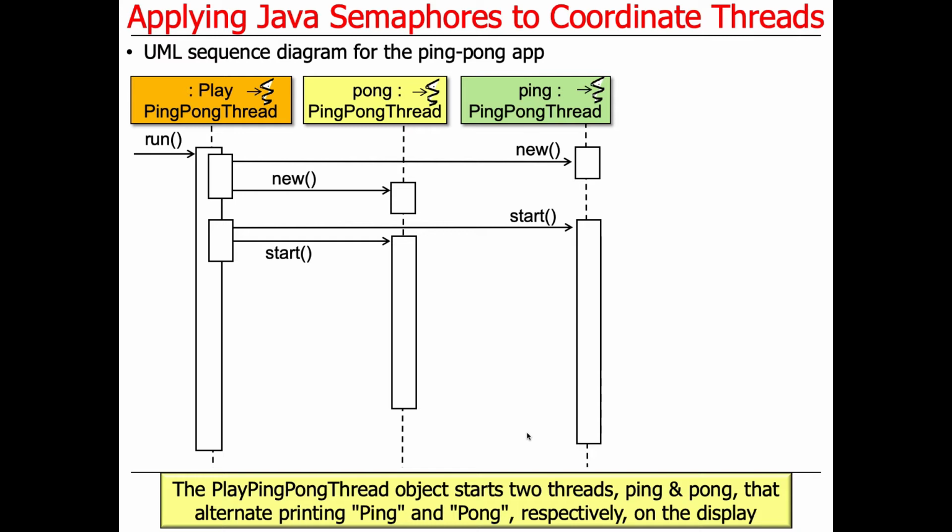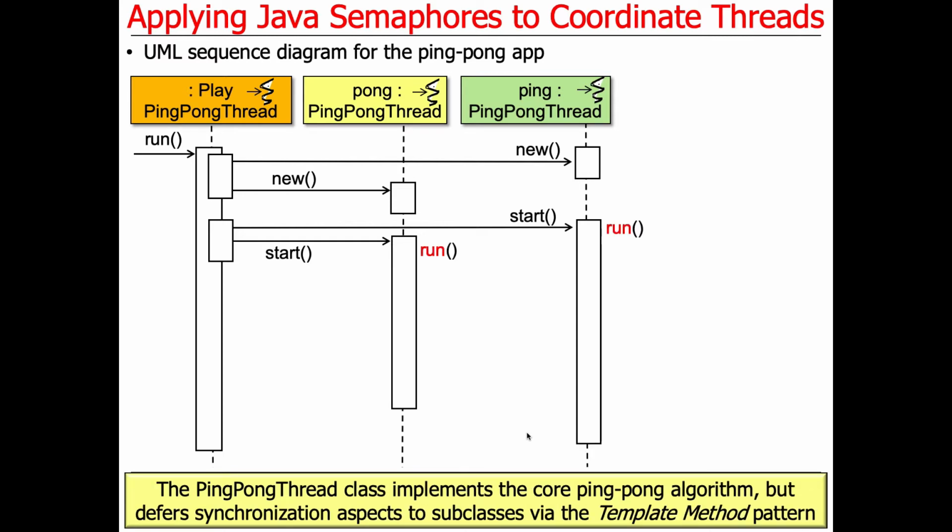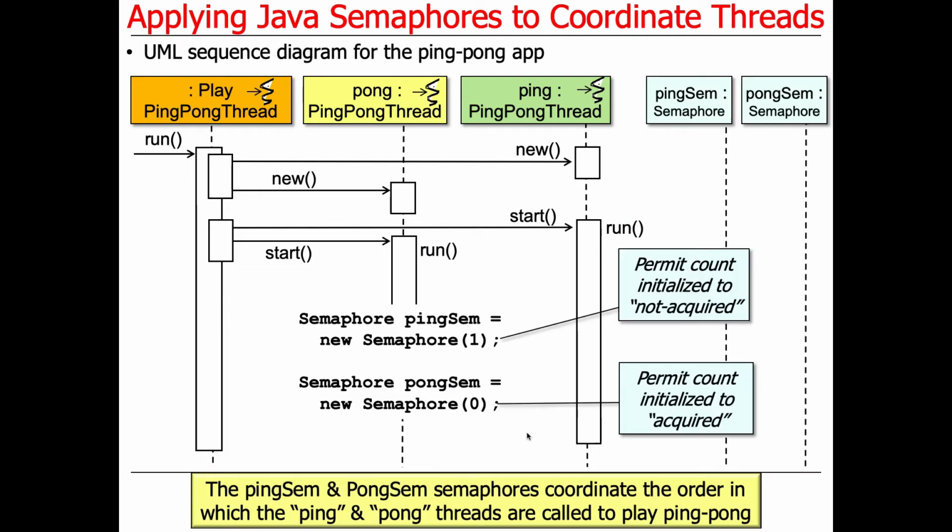So this thread creates these other two threads by calling new, and then it starts them. And then, of course, as you've seen from assignment 1A, the run hook methods begin to run, so now they can do something. The ping pong thread class implements this algorithm, and it's a very clever use of the Gang of Four template method pattern. What's cool about this is that they both run exactly the same code, except the order of the semaphores is reversed in each of the threads. And you'll see why that matters in a second.